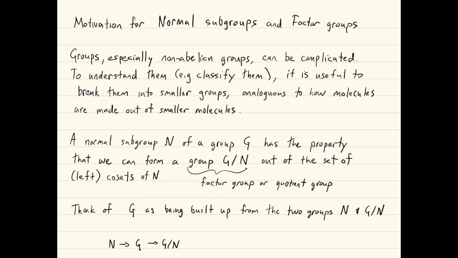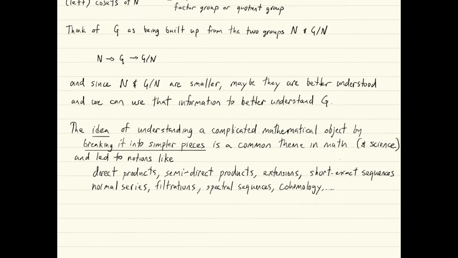And the point is, we can think of the group G as being built out of the two groups N, which is a subgroup, and G mod N as a factor group or quotient group. And so this goes back to the idea of how molecules are made out of smaller molecules. This group G is made out of the smaller group N, and not a subgroup G mod N, but a quotient group or factor group G mod N. And the hope is that since N and G mod N are in some sense smaller, maybe they are better understood, and we can use that information to better understand the group G.